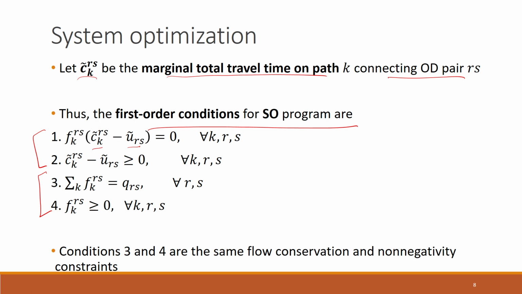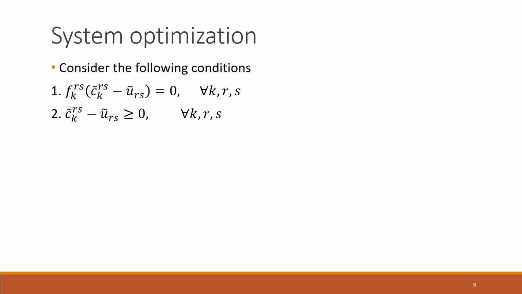So these conditions 3 and 4 are the same as the flow conservation and the non-negativity constraint. So there is nothing surprising here. So let us consider these two conditions here, the first two ones.